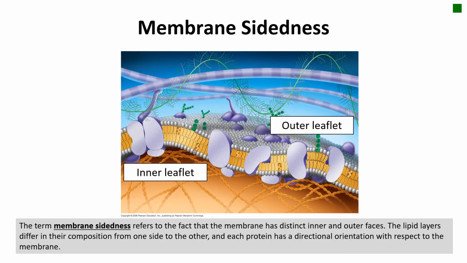The term membrane-sidedness refers to the fact that the membrane has distinct inner and outer faces. The lipid layers differ in their composition from one side to the other, and each protein has a directional orientation with respect to the membrane.